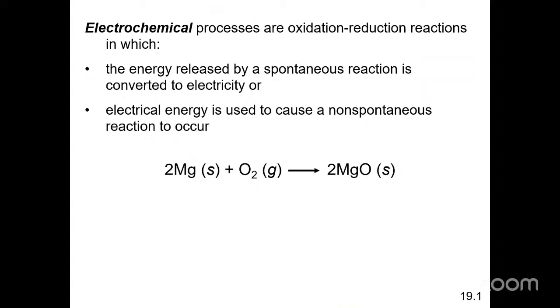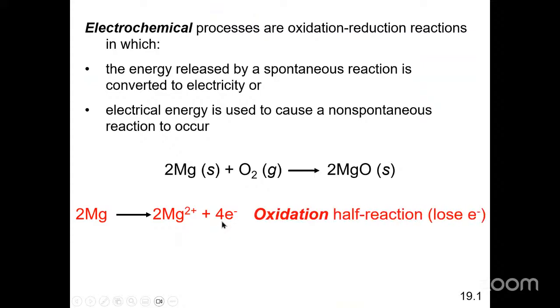Here's an example of a redox reaction, the reaction between magnesium and oxygen to form magnesium oxide, right? So you should recall that magnesium is undergoing oxidation because it is converted from magnesium atoms to magnesium ions as a result of the loss of electrons. So this would be the oxidation part of it, right? Oxidation involves loss of electrons.